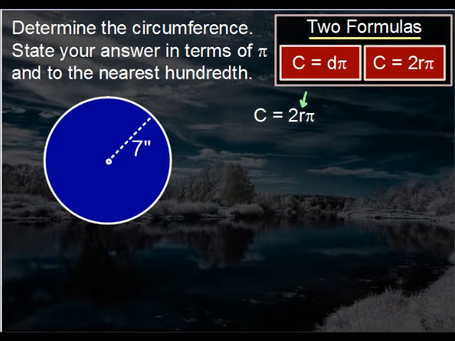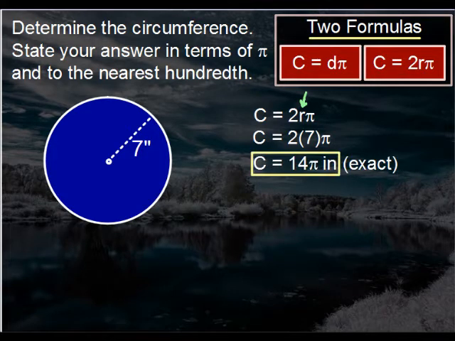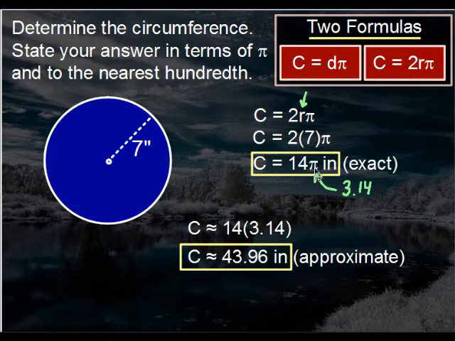Just as before, we'll plug in our information. We know the radius is 7. Calculate 2 times 7 and you get 14. So that's the exact answer, or we've written the answer in terms of pi, and there's a pi in the answer. Now, if we were going to round off to the nearest hundredth, we would have to substitute in 3.14 for pi, or you can use 22/7. So instead of 14 times pi, that becomes 14 times 3.14. Multiply that and you get this, and that would be our approximate answer.